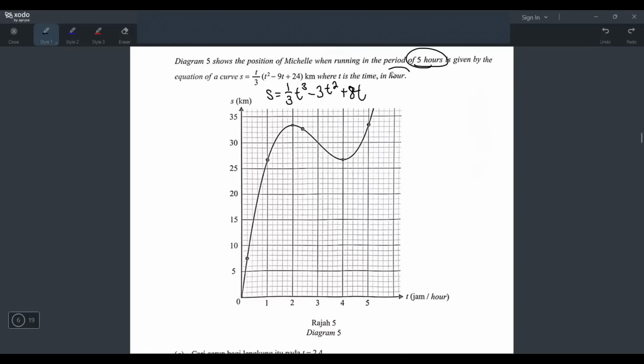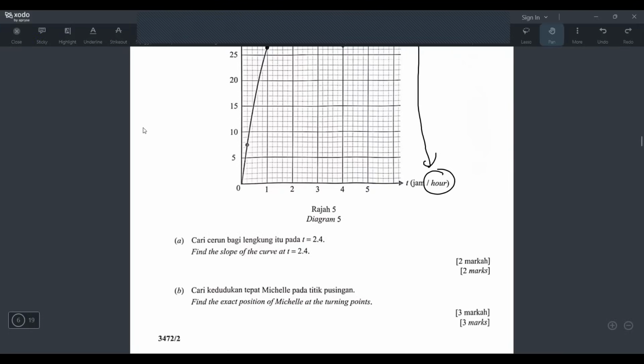And then where t is the time in hours. So what does it mean? It means s is actually the distance, because it's in kilometers, and t is actually the time taken in hours. So this is a distance-time graph. Is it running in a period of 5 hours? Yes. So s is the distance run, and t is the time taken in hours. So what does it mean by this point? It means in 1 hour, she already ran this many kilometers, like 26.5 kilometers, and so on. Okay, let's see what they want below.